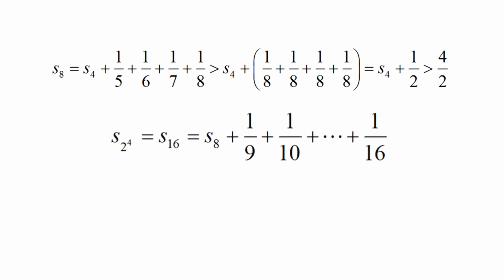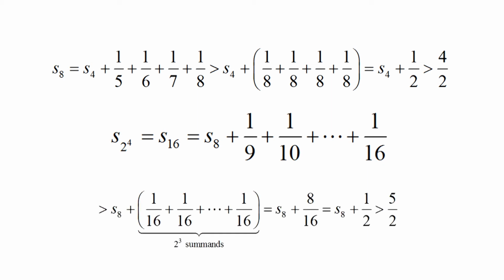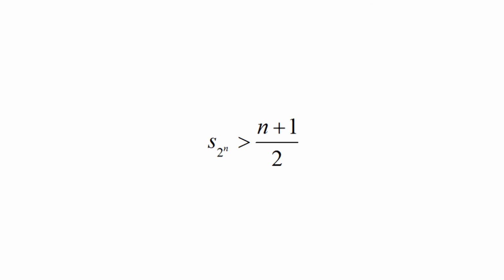Therefore, S of 2 power 4 equal to S16, which is equal to S8 plus 1 upon 9 plus 1 upon 10 plus etc. plus 1 upon 16, which is strictly greater than S8 plus 1 upon 16 plus 1 upon 16 plus etc. plus 1 upon 16, 2 power 3 summands, which is equal to S8 plus 8 upon 16, which is equal to S8 plus 1 upon 2 strictly greater than 5 upon 2. Therefore, S of 2 power n greater than n plus 1 upon 2.